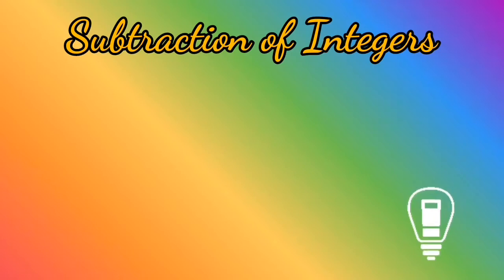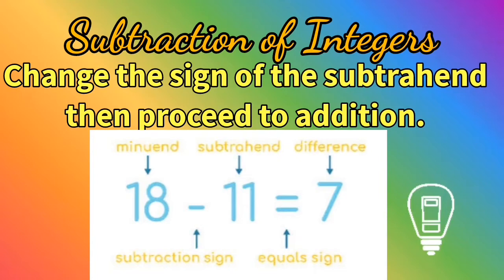Subtraction of integers. In subtracting integers, change the sign of the subtrahend, then proceed to addition. In other words, after changing the sign of the subtrahend, the rules in adding integers must be observed.